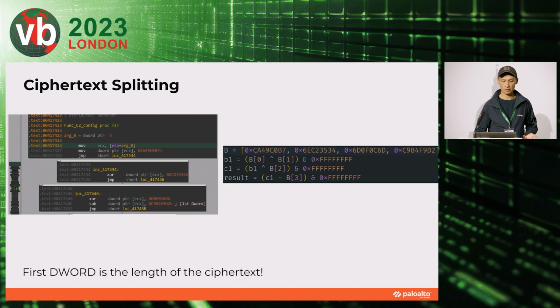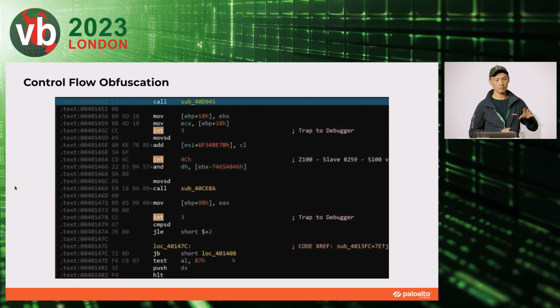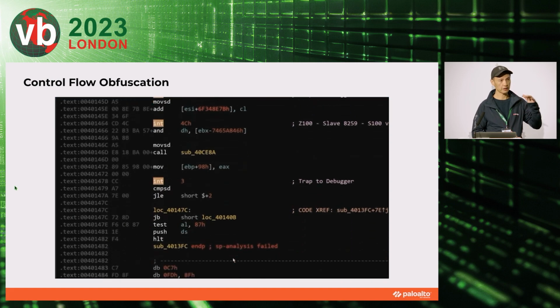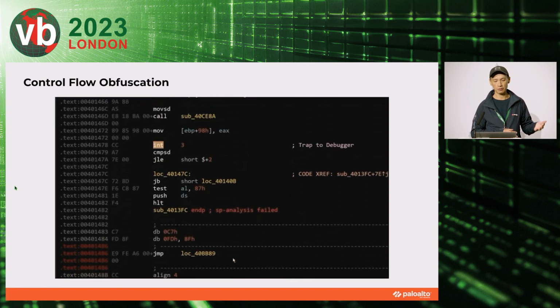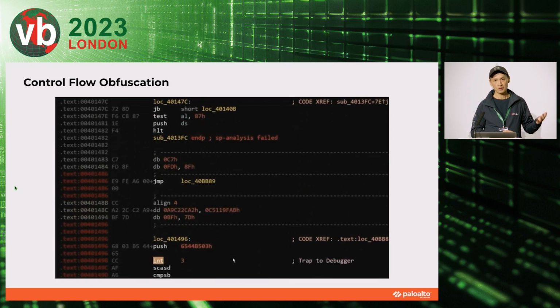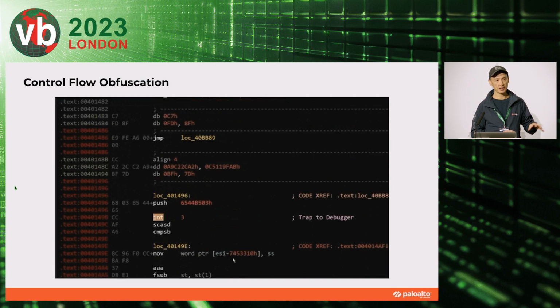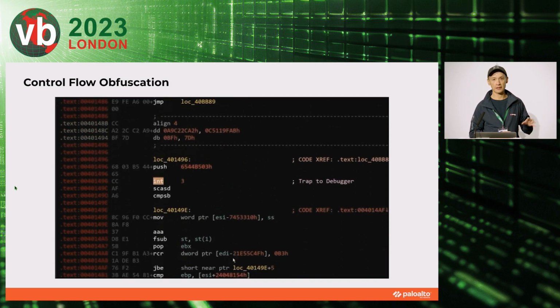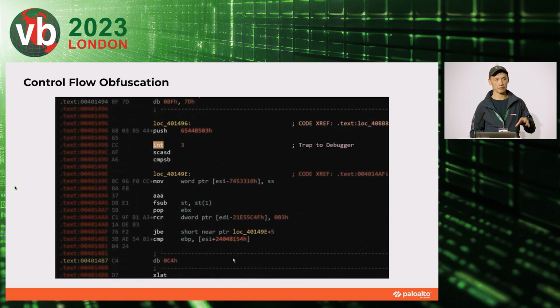But that's not all that the GoLoader authors actually do. On top of that, they make use of control flow obfuscation. Previously we saw a nice looking call graph with a nice function in there, but that's because I have already removed the control flow obfuscation. So on top of the ciphertext splitting, GoLoader made use of control flow obfuscation.